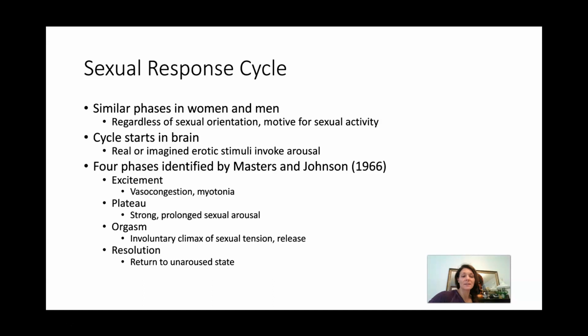Okay, so the sexual response cycle is similar in women and men. Regardless of their sexual orientation, regardless of their motive for sexual activity, those phases are similar between genders. It starts in the brain, and there is some type of real or imagined stimuli that invokes sexual arousal. And then the 4 phases begin: excitement, plateau, orgasm, and resolution. In the excitement phase, vasocongestion and myotonia happen, particularly in the genital area. So the penis becomes vasocongested, as well as the clitoris for females, and we have this state of vasocongestion and arousal.